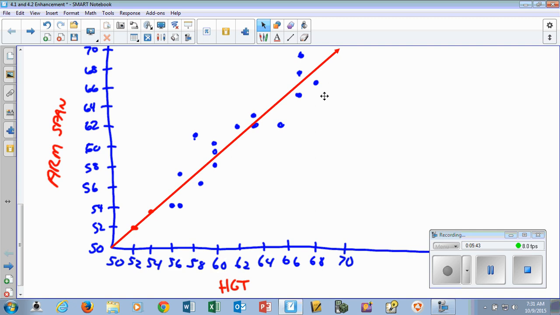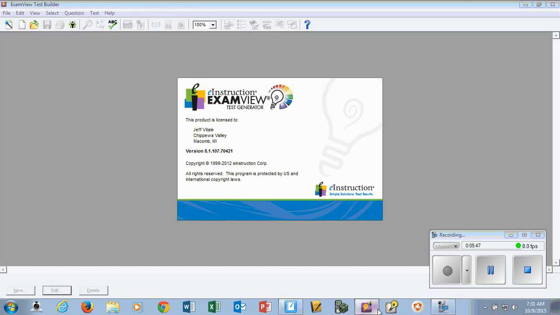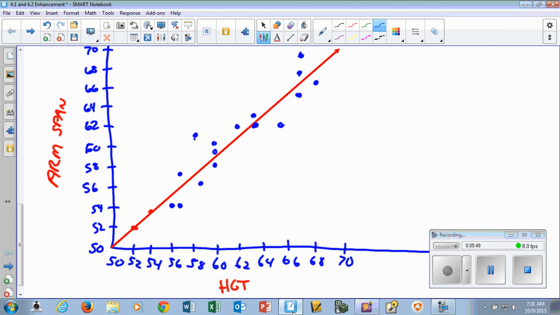We don't really pass through anything. We get pretty close about right to this one. We get pretty close to about this one right there, but that's about it.